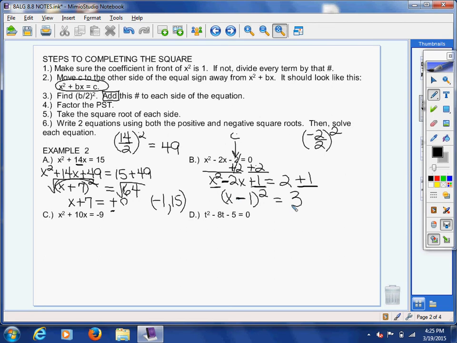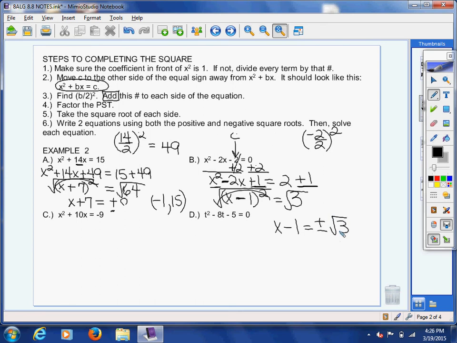Okay, now let's go to step 5. We've got to undo that square by taking the square root of each side. And so remember, when you take the square root of any number, you're going to end up with a positive and negative version of that number.